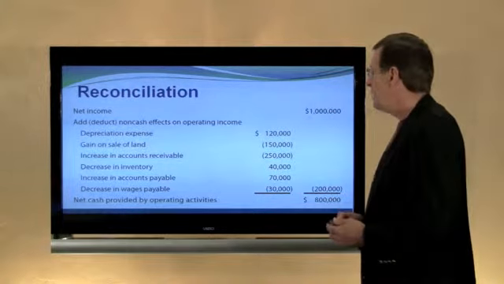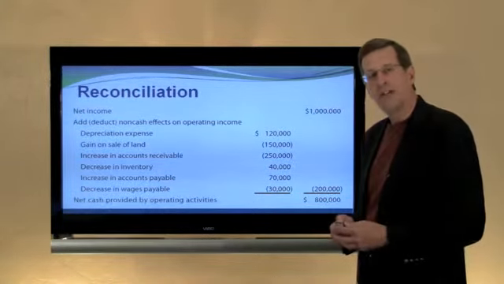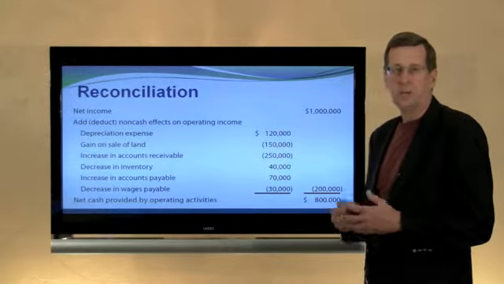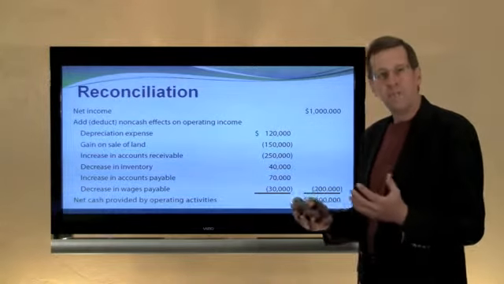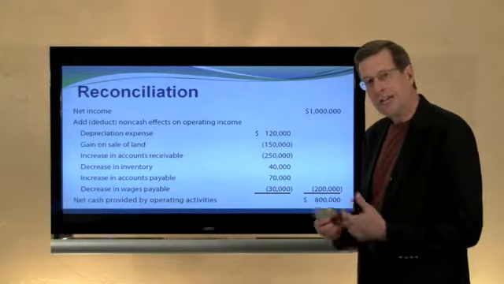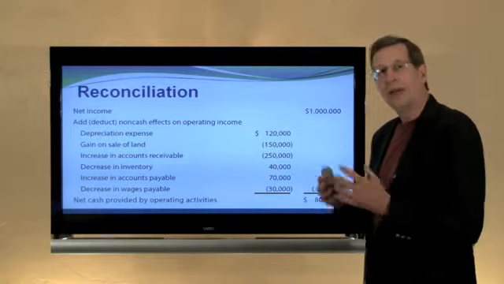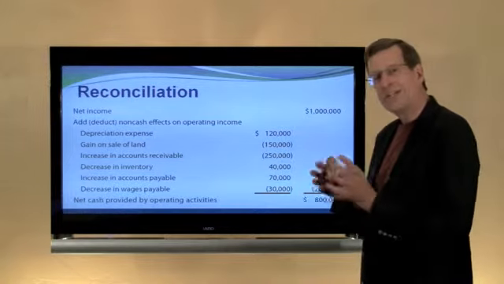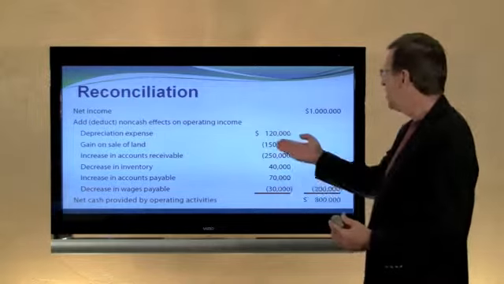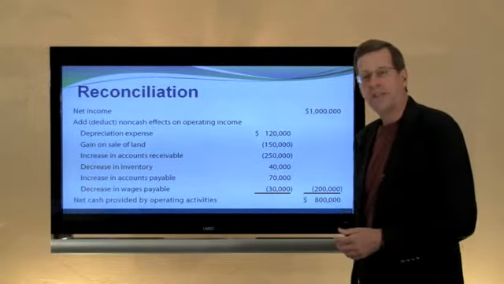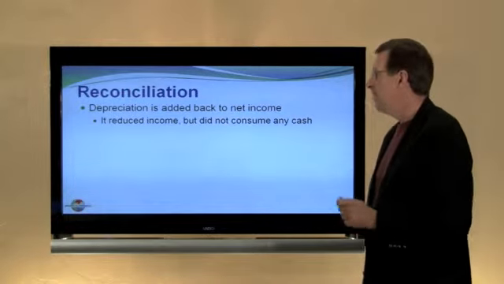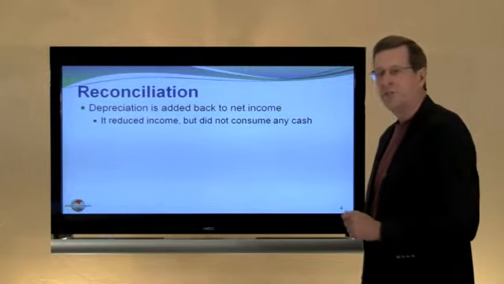If we look at depreciation expense of $120,000 here, recognize that that is a non-cash expense. Depreciation is a calculated amount. From a journal entry point of view, we debit depreciation expense and credit accumulated depreciation. There's no cash moving in that case, but it reduces net income. So in that sense, depreciation reduces income, but it doesn't use up any cash. Hence, we would need to add it back as one specific example. So I say depreciation is added back to net income. It reduced income, but did not consume any cash.